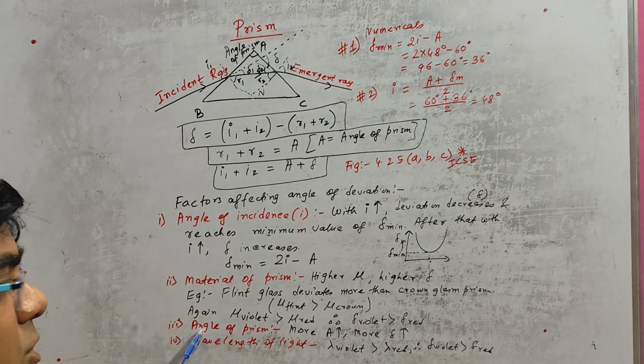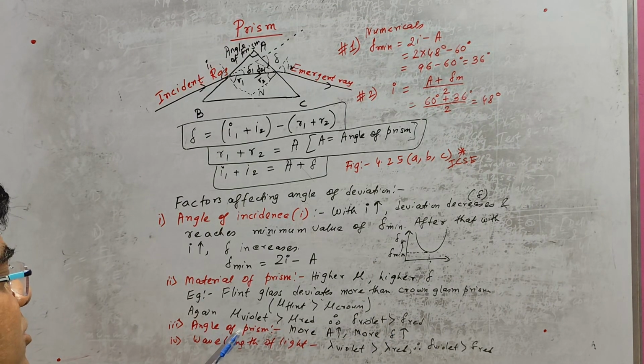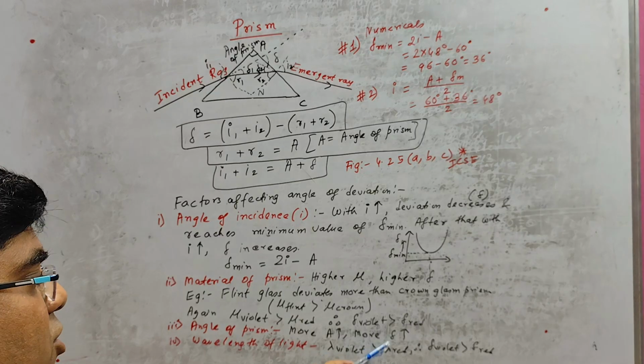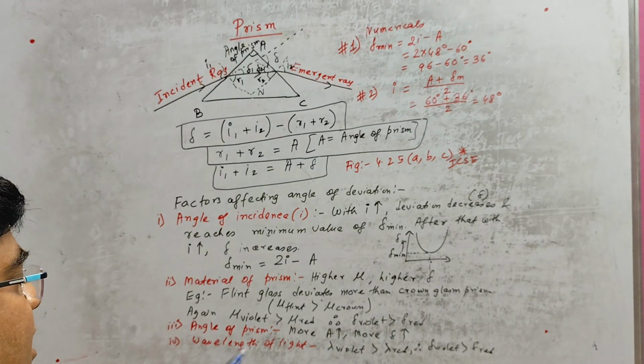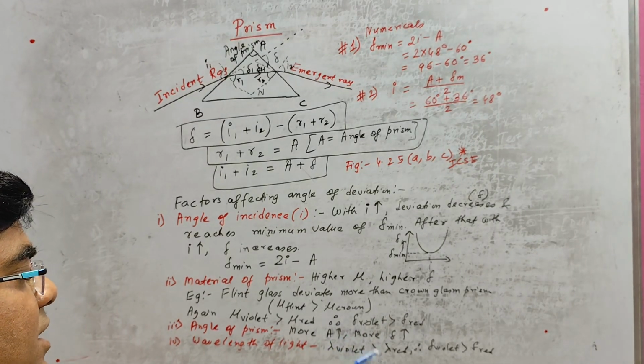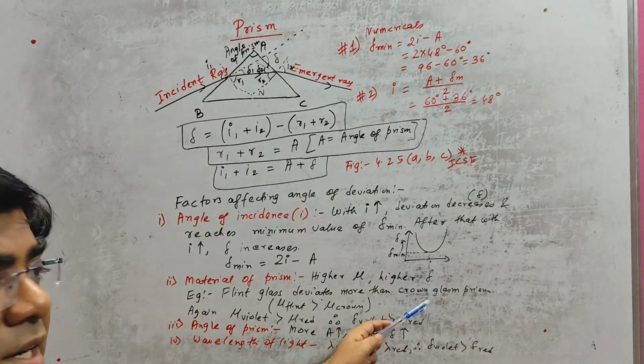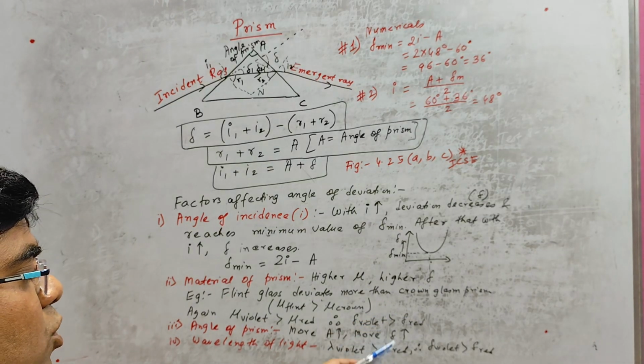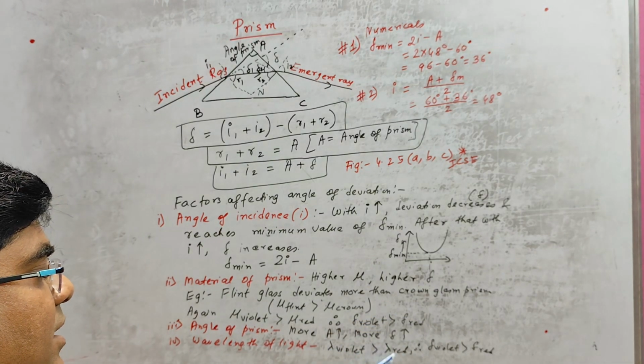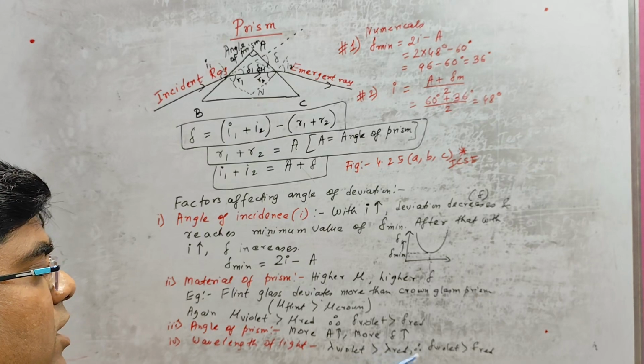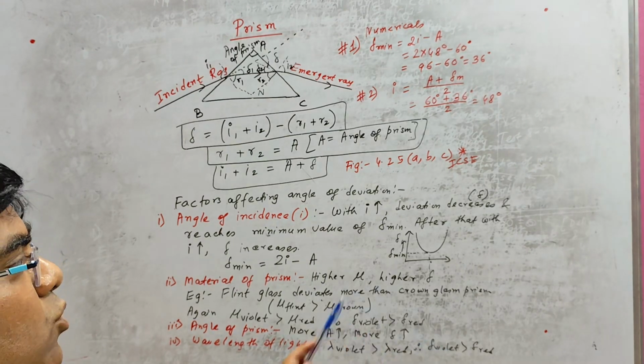Finally, the third factor which we find is that if the angle of prism is increased, the angle of deviation will also increase. Finally, if I increase the wavelength of light, the deviation will also increase. Like violet light has more refractive index than red light, wavelength is also more. That's why deviation of violet light is also more.